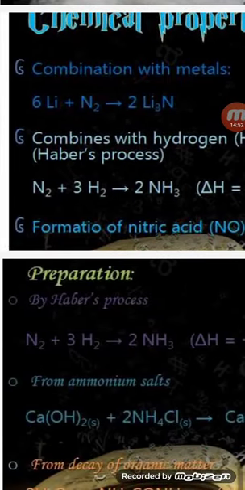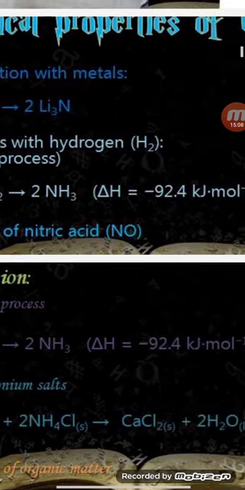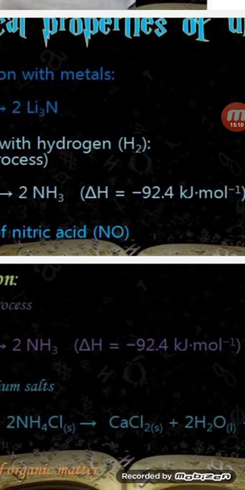and now, preparation of ammonia. Ammonia in industry is prepared by reacting hydrogen and nitrogen in the gaseous state under high pressure and low temperature to form ammonia gas, which is liquefied further. As you can see, the delta H of formation is minus 92.4 kilojoule per mole. That means it is an exothermic process.